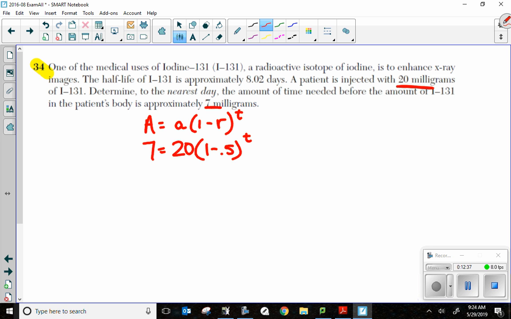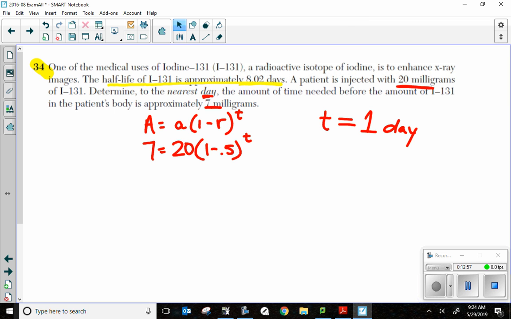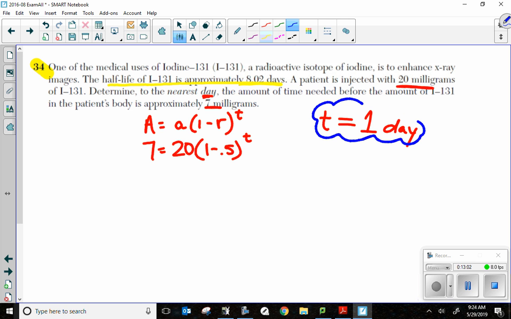How much time? They want that to the nearest day. So I'm going to tell you something. Time, they want to be 1 day, okay, because this is in days. However, my half-life, okay, if you pay attention to what the problem tells us, isn't per 1 day, it's per 8.02 days. So this is the way I do it, okay? This is what I ultimately want. Right now, with what we have here, my time, this time, is 8.02 days.